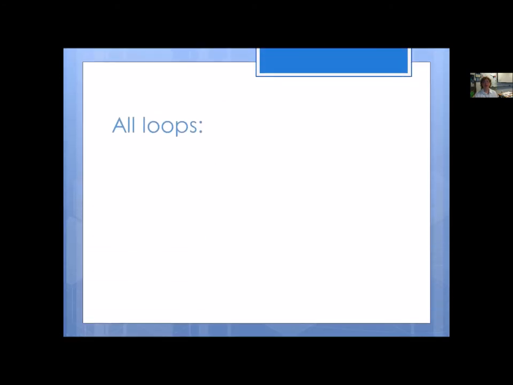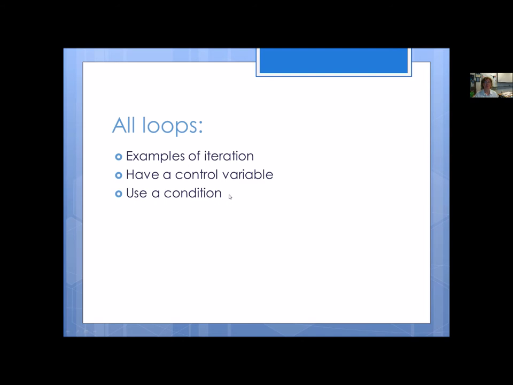So let's start with loops. Loops in general. There are some facts about loops that you should know. These are true no matter what type of loop it is. So all loops are examples of iteration. That means they are going to repeat. All loops have some kind of control variable. If it doesn't, it's not really a loop. Sometimes the control variables are easy to identify, and sometimes they're not, but they will always have a control variable.